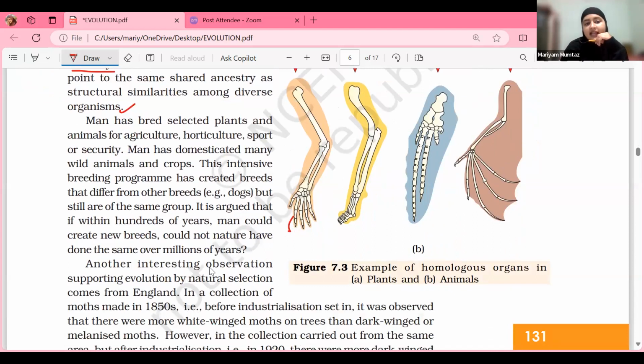Now, man has bred selected plants and animals for agriculture, horticulture, sport, or security. Man has also domesticated many wild animals and crops. This intensive breeding program has created breeds that differ from other breeds. Right? In dogs also there are so many breeds that are artificially created, like the pugs. They are not normally created, they are actually bred in some way. But still they would belong to the dog group only, isn't it?